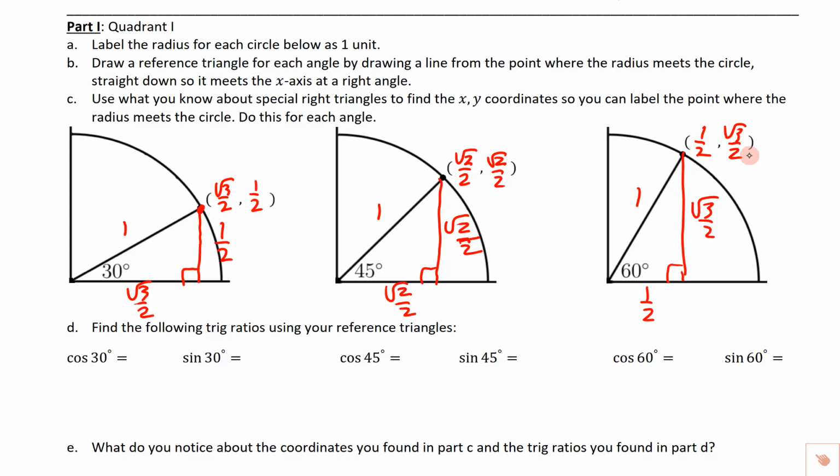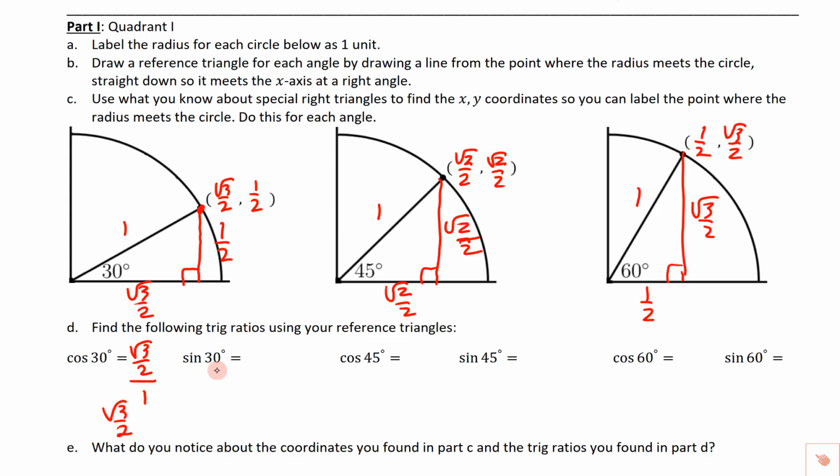Okay, now, here's where it gets kind of interesting. I want to figure out the cosine of 30 degrees. So this is a 30-degree angle, correct? I want to figure out the cosine. Hannah, what sides are involved in the cosine ratio? The adjacent and the hypotenuse. So it's going to be the adjacent, which is radical 3 over 2, divided by the hypotenuse, which is 1. So what's the cosine? Radical 3 over 2.